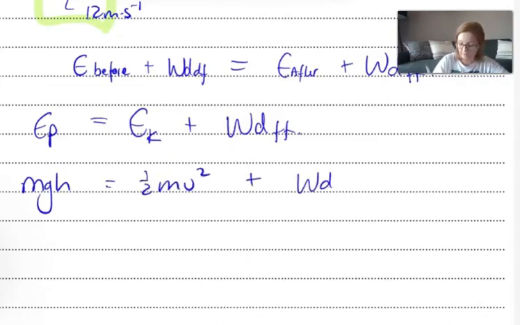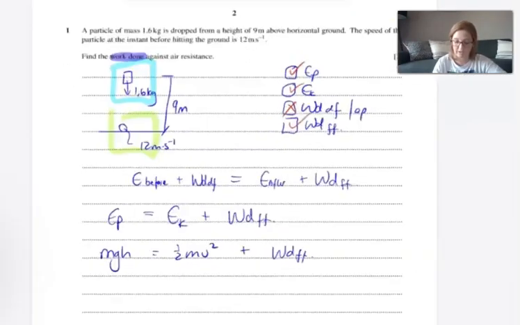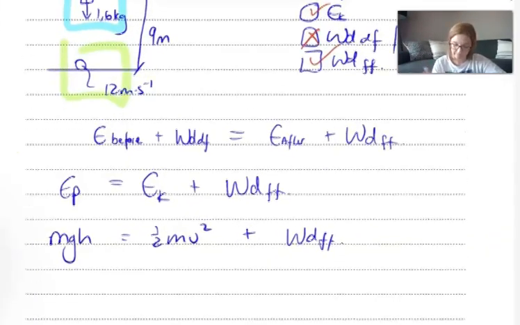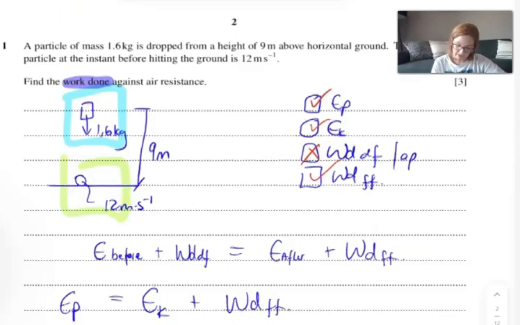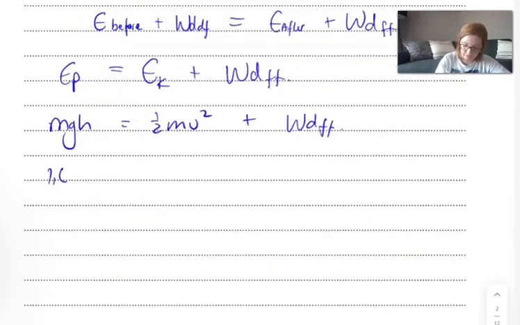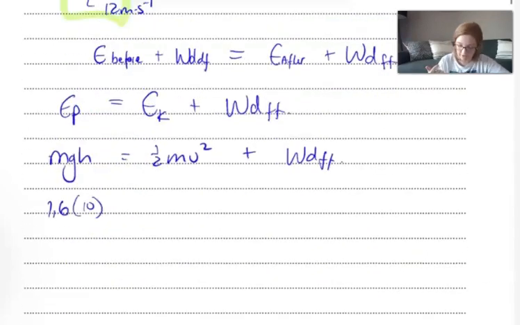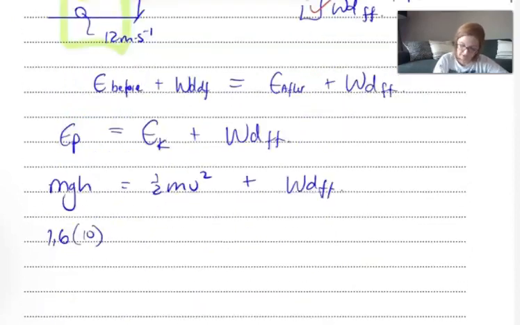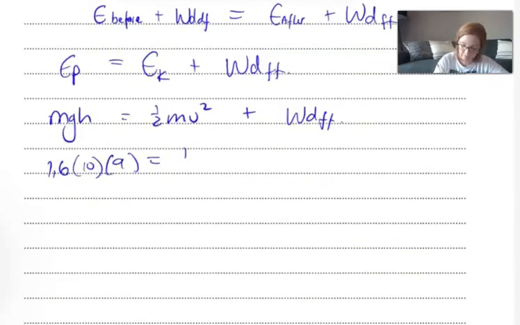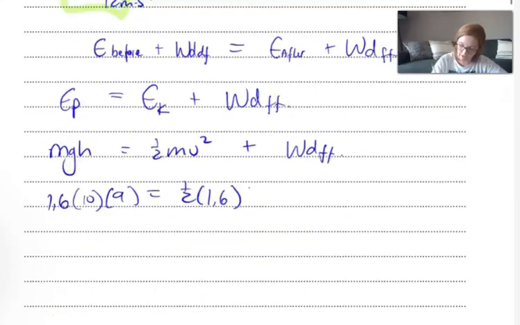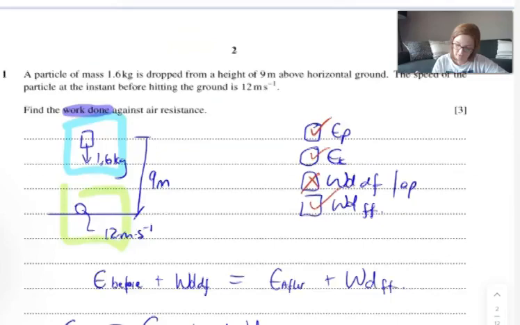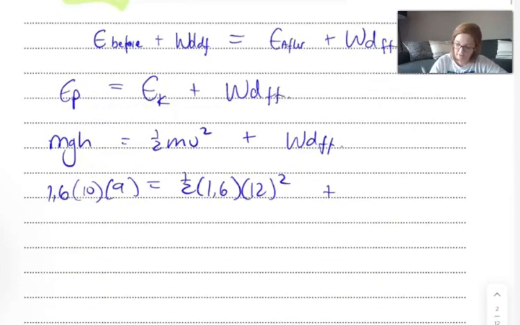Okay, work done by a frictional force, that's what they want us to calculate, so I'm going to leave it as work done. I know my mass is 1.6, gravity we're just going to use as 10, height is 9 meters, 1.6, I know that my velocity when it reaches the ground is 12, so that's 12 squared, and then basically I'm calculating my work done here.